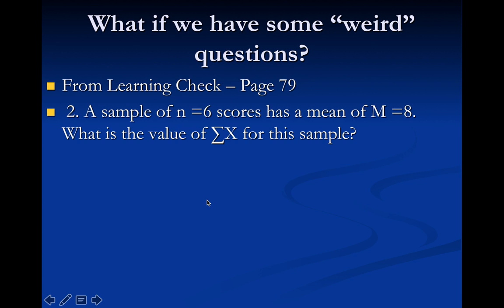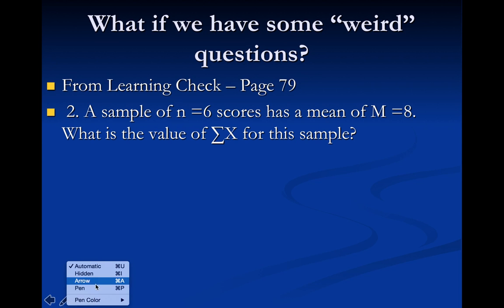Okay. So what happens in the case where we actually have some very weird questions? This was kind of interesting to me: I've been reading through y'all's book, and I used this book many years ago, and I was looking at this and I was like, man, that's such a weird question for us to get. Let's say, for instance, on page 79, where we have the learning check. If you look at the learning check on page 79 in your textbook, you'll sometimes find a question that looks like the following: a sample of n equals 6 scores has a mean of 8. What is the value of the sum of x for this sample? And this is a kind of weird question to get.